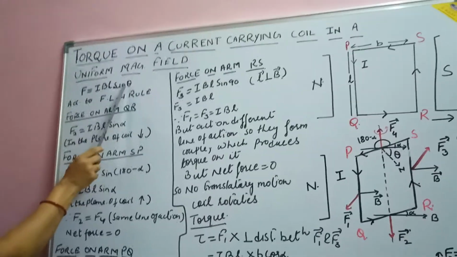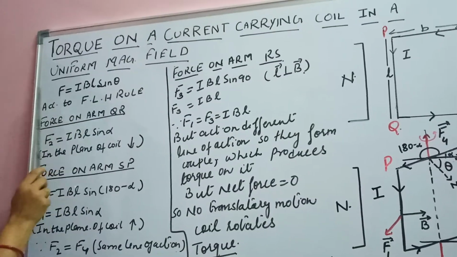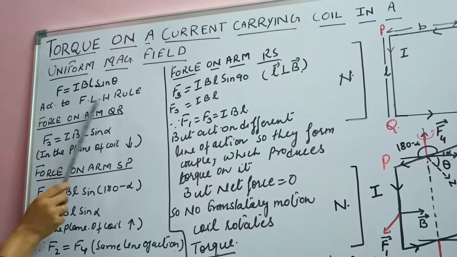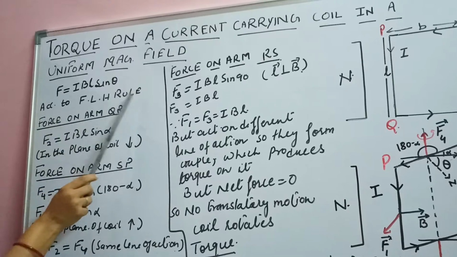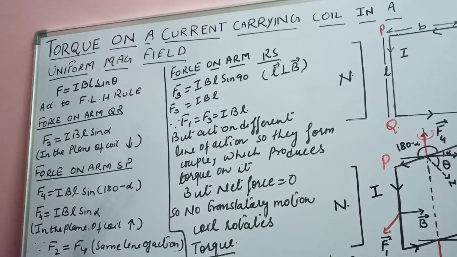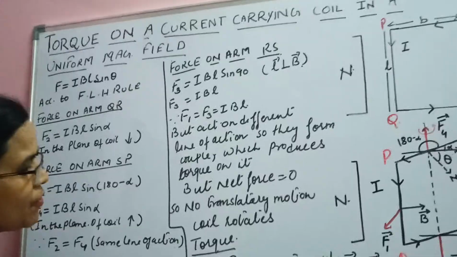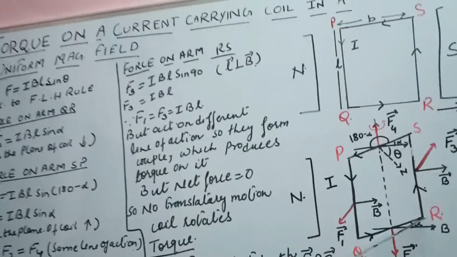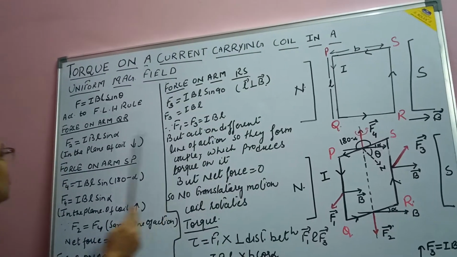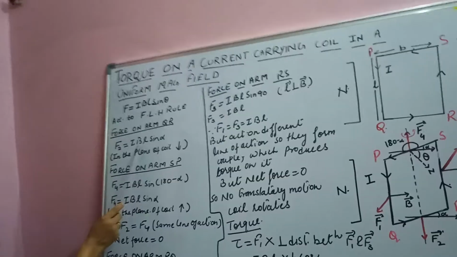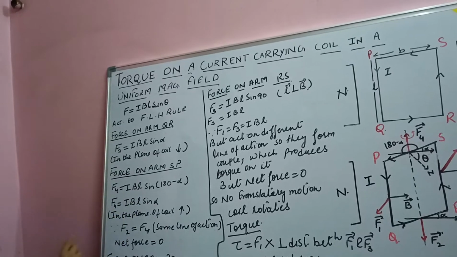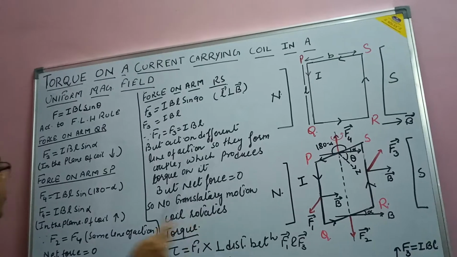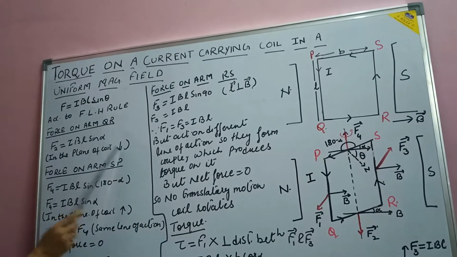Now F is equal to IBL sin theta. This is the magnitude of the force on a current carrying conductor in a uniform magnetic field. So which rule are we going to apply? According to Fleming's left hand rule, the force on the arm QR, that is F2. What is the angle between the direction of the magnetic field and the plane of the coil? That is alpha. So F2 is equal to IBL sin alpha. The direction we have already found out: in the plane of the coil and in the downward direction.